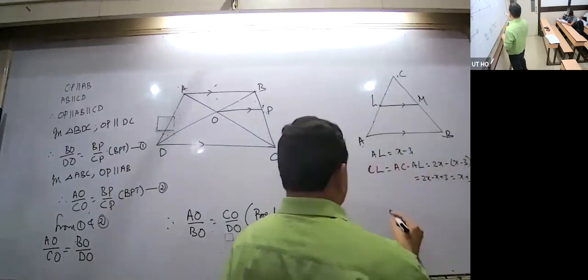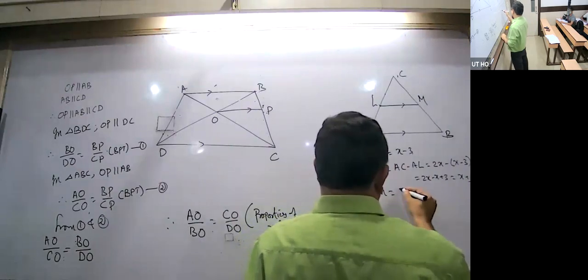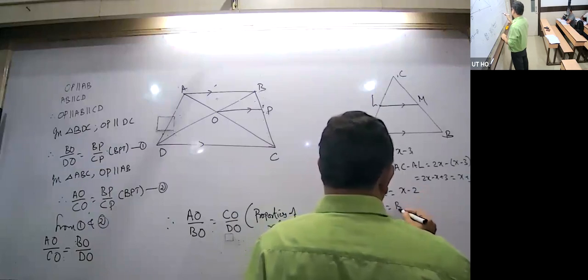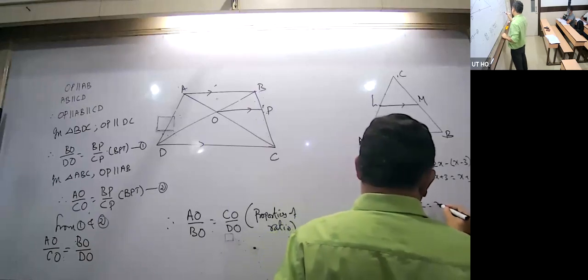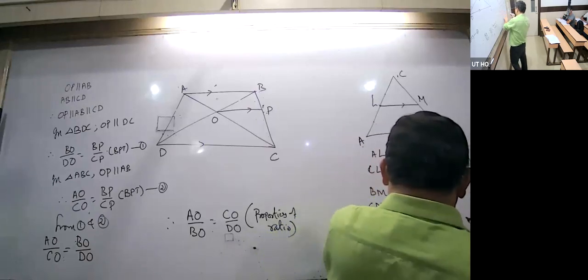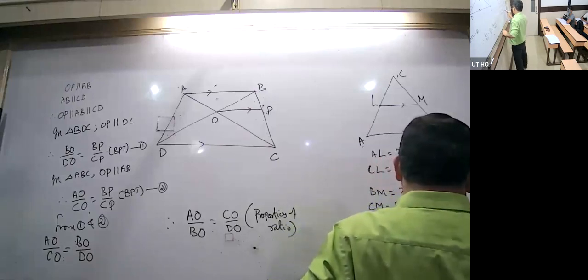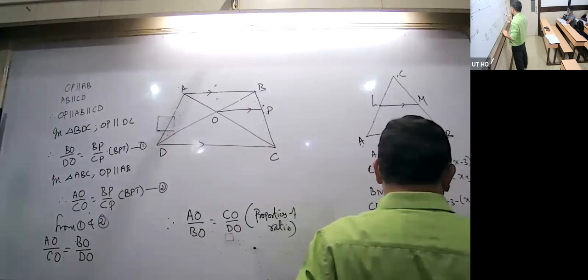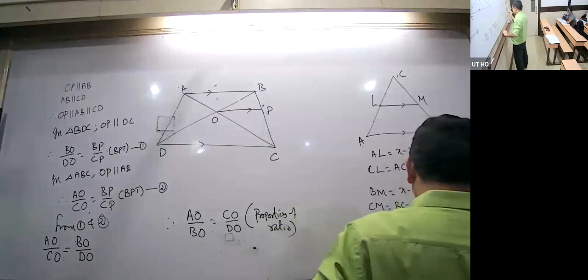Yes. Okay. Then, do you have BM? Yes, sir, X minus 2. Then, BC you have now? Yes, sir. Therefore, CM is equal to BC minus BM, that is 2X plus 3 minus (X minus 2), which is equal to 2X plus 3 minus X plus 2. How much? X plus 5.